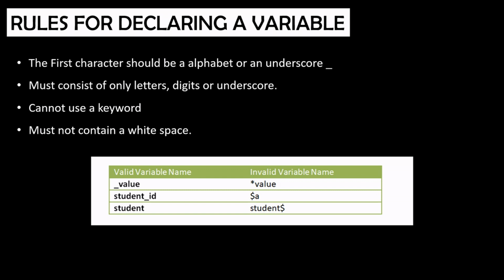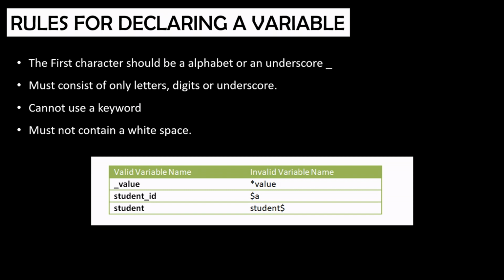Now the third rule says that a variable should not be the same as a keyword. There are around 28 keywords supported by the C language. These keywords were discussed in the previous video. Now the last rule says that there should be no white space in the variable, which means no spaces are allowed while naming a variable.